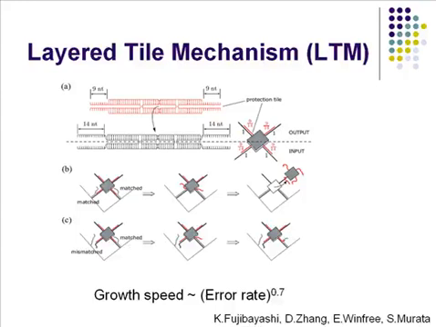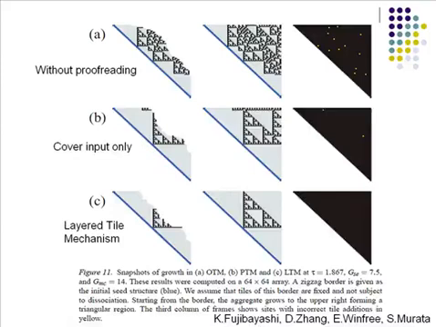And this shows the result. This is without proofreading. And this, which I haven't explained in my talk, is a kind of partial proofreading. And if you apply the layered tile mechanism, then we don't have any errors, without sacrificing the growth speed.